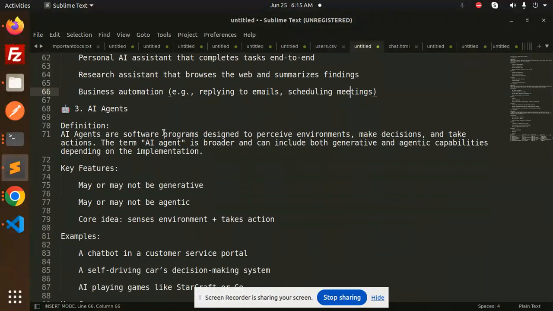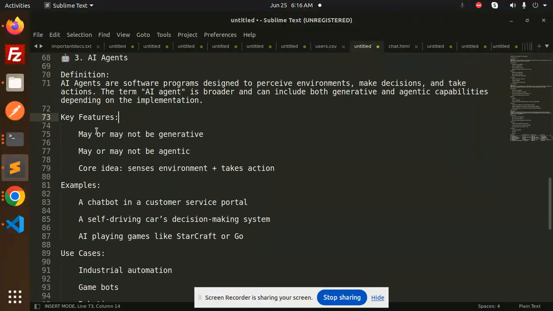AI agents, then what are AI agents? AI agents are software programs designed to perceive environments, make decisions, and take actions. The term is broader and can include both generative and agentic capabilities depending on the implementation. So they may or may not be generative, may or may not be agentic. Core idea: senses the environment and takes actions.